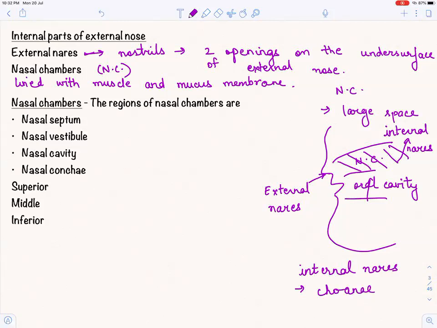Okay. So they can also be known as coni. So now we'll see the nasal chambers. What are the nasal chambers? We told you that this is a nasal chamber. Now let us see what the nasal chambers are.